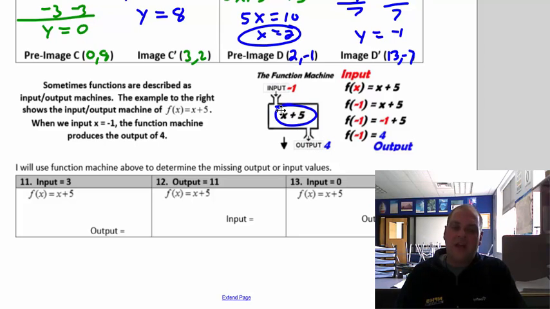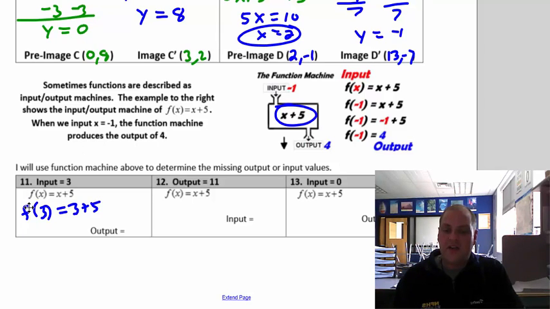So if you input a negative 1 into this machine, it's going to spit out a 4. Why? Because it's going to put in a negative 1, go where all the x's are, and then do the work. Negative 1 plus 5 is 4. Spit out 4. Okay, so feed me negative 1, spit out 4. That's what the machine does. Input, output, input, output. Got it? So plug in, take out. So we plug in 3. F of 3 equals 3 plus 5, and that's going to spit out an 8. So the output would be 8.